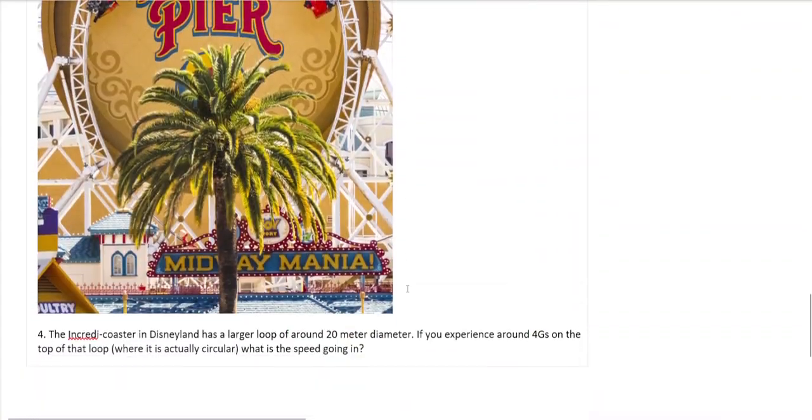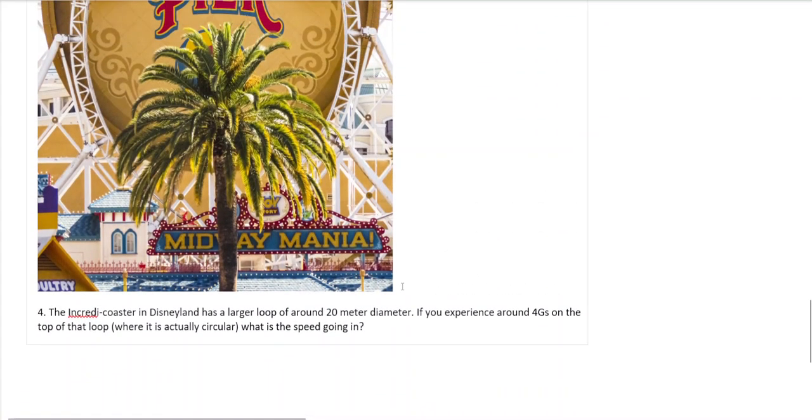Here's one more example for you guys to try, and then that'll be the end of the video. So the Incredicoaster in Disneyland has a larger loop of around 20 meters in diameter. If you experience around 4 G's on the top of that loop, where it's actually circular, what is the speed going in? So I highly recommend that you pause the video now, try this out yourself, and see if you get the same answer as me.